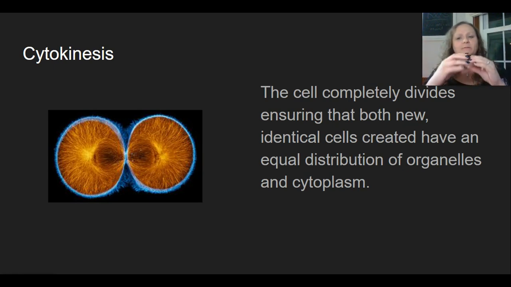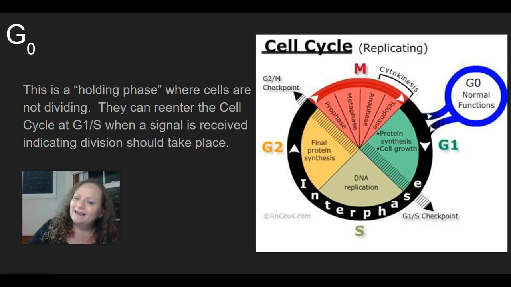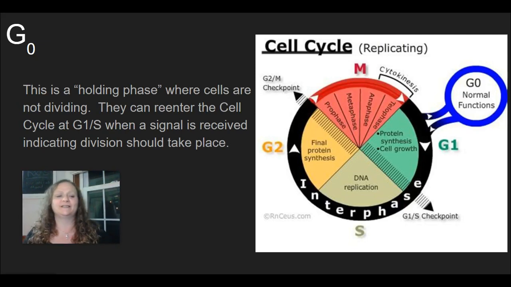But when the cell completely separates and moves away from the other identical cell, now each of these is free to start the process over again, going back through G1, unless the cell pops into G0, which is sort of a holding phase. So G0 is sort of outside of the cell cycle. This is where cells go just to honestly live their best cell life. They're not really doing a whole lot. They're just being cells, doing cell things.